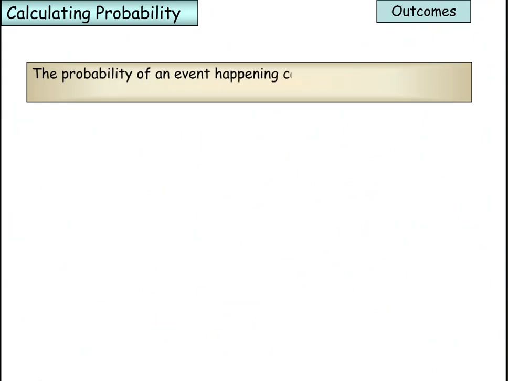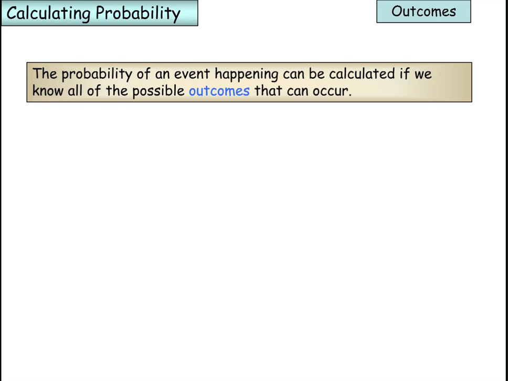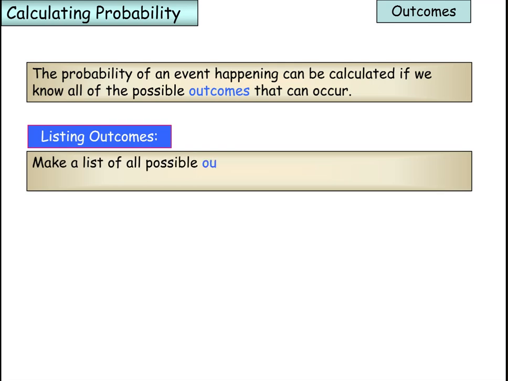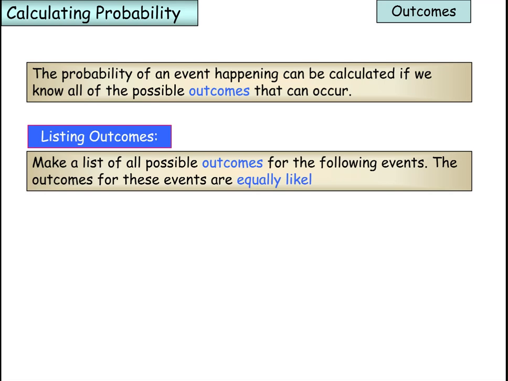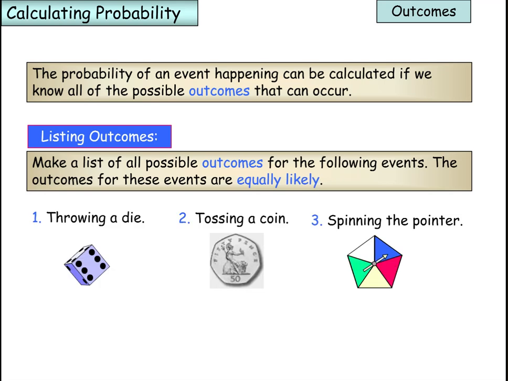And now we're going to have a look at probability. If we're going to calculate probability, we have to know what can occur, what can happen. So what I want us to do now is make a list of all the possible outcomes of the following examples. So in your books then, write question 1, throwing a die. What are the possible outcomes? Yep, 1, 2, 3, 4, 5, and 6.